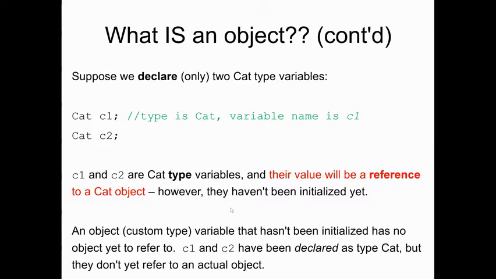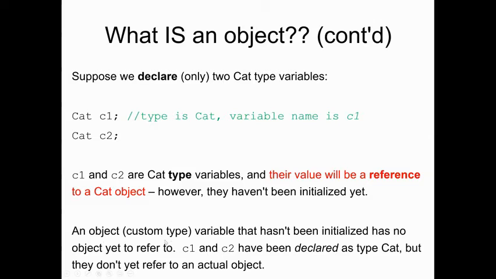Suppose we declare only two cat type variables. So Cat c1, Cat c2. c1 and c2 are cat type variables, and their values will be a reference to a cat object. However, they haven't been initialized yet. So these are just declared variables. There aren't any actual cat objects yet.